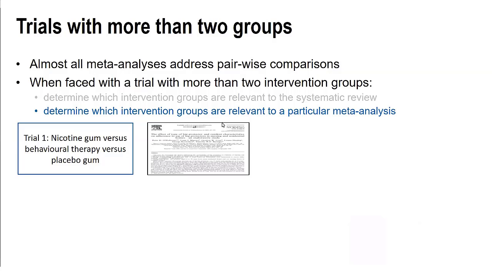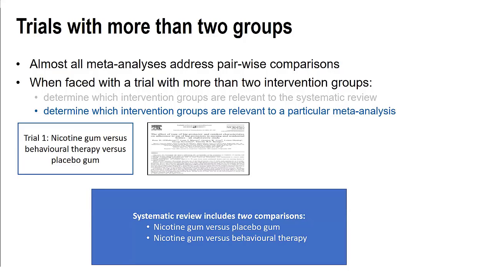In the second example here, it might be the case that we actually have a systematic review that aims to address more than 2 questions. So it might be that we're interested in the question of whether nicotine gum versus placebo gum is effective and whether nicotine gum versus behavioural therapy is effective.